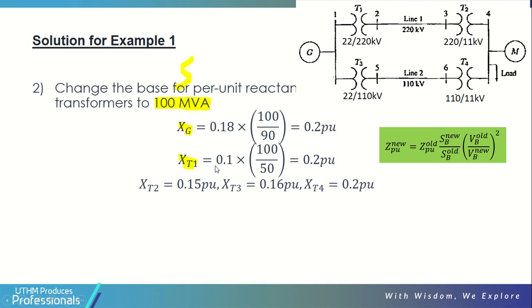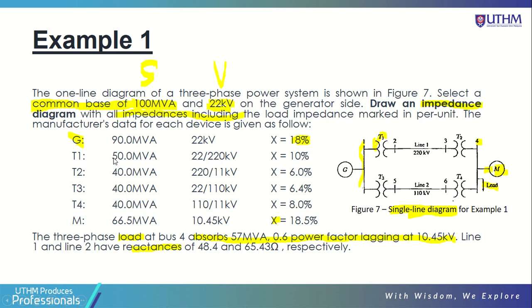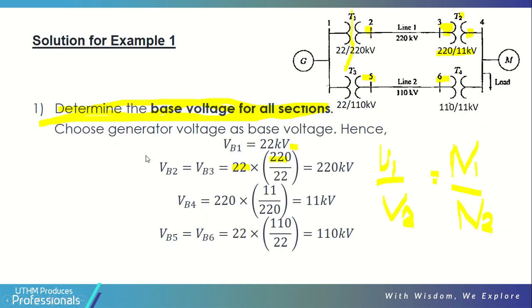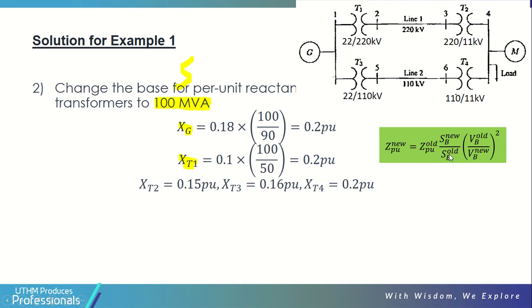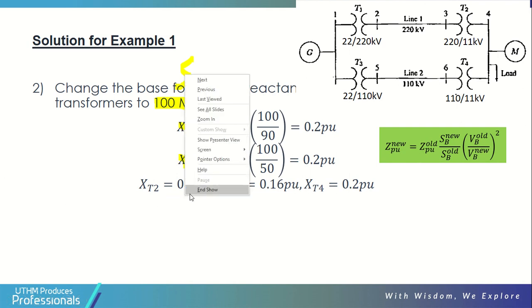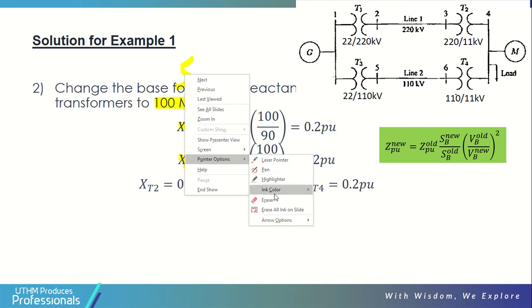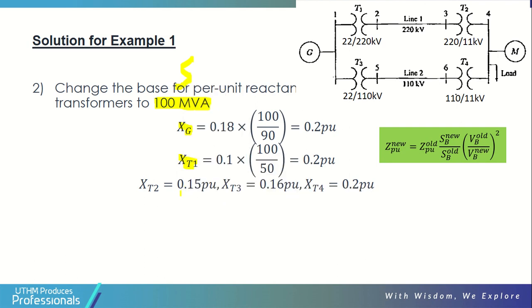So X transformer 1 equals 0.1. By using this formula, times 100, S base new, divided by S base old, 50. Why 50? According to the manufacturer datasheet, this 50 equals S base old. So that is XT1. By using the same approach and same formula, you can determine XT2, XT3, and XT4 for transformer 2, transformer 3, and transformer 4.